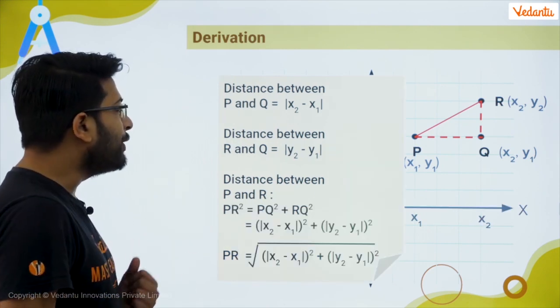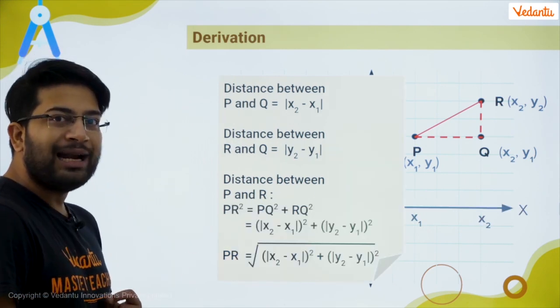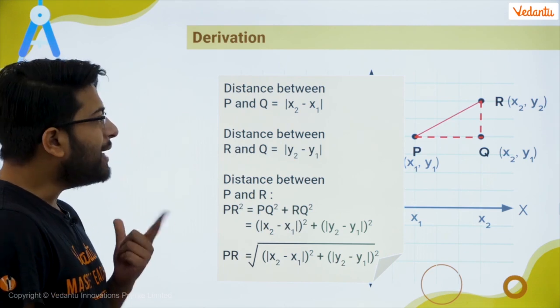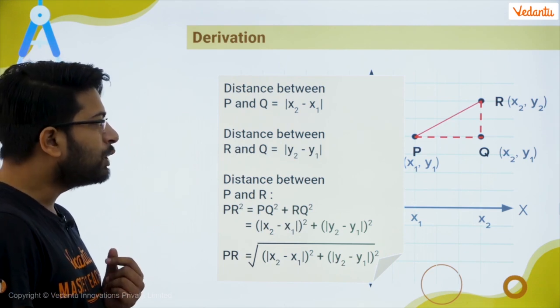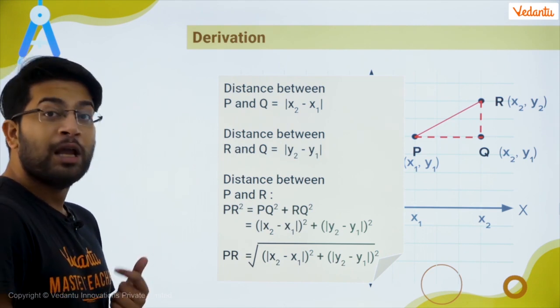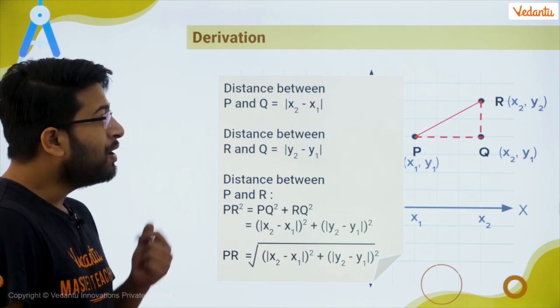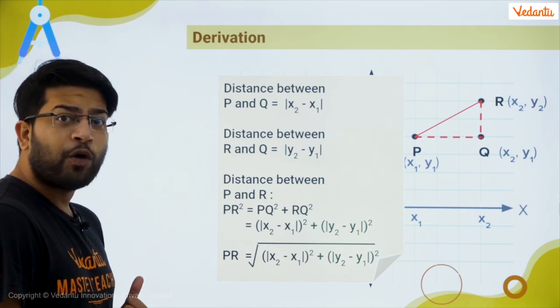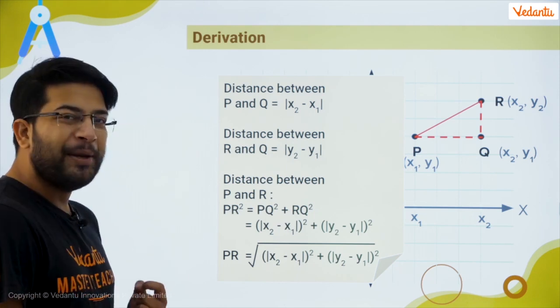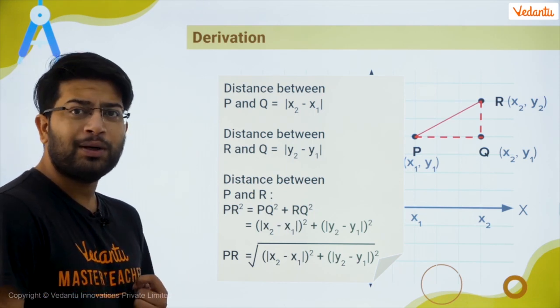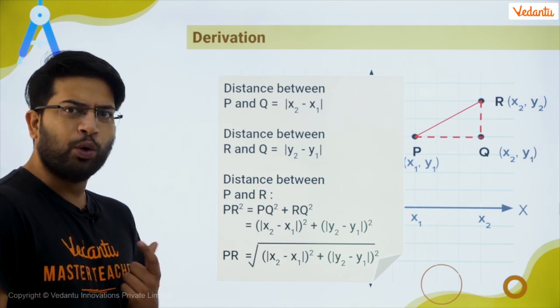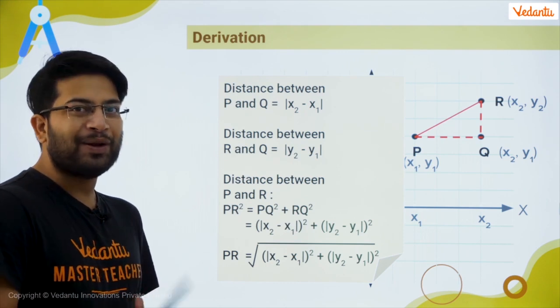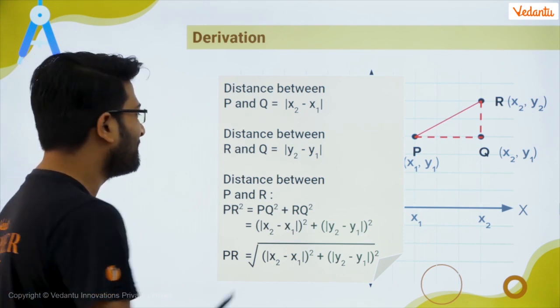Champ, now in order to find PR, let's apply Pythagoras. PR square will be equal to PQ square plus RQ square. We know the distance PQ, and we know the distance RQ. Just put the values, and from here I get PR equal to under root of (x2 minus x1) whole square plus (y2 minus y1) whole square.